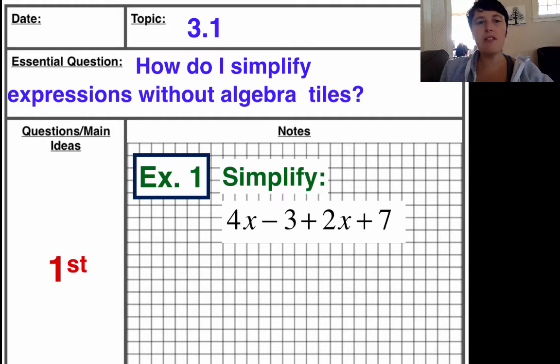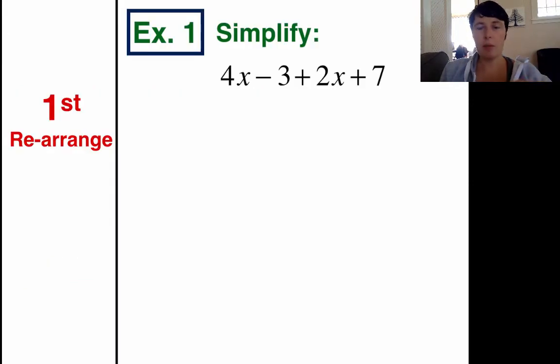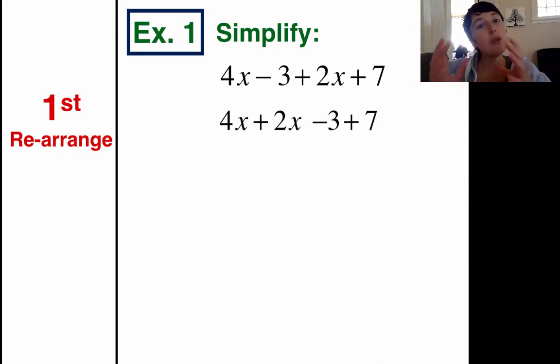Well, here is the first step. The first step is to rearrange it. We need like terms together. So picture the algebra tiles. Picture having 4x minus 3 plus 2x plus 7. Which tiles are the same? Well, we'll make some space here. We know the 4x and the 2x would be the same. So 4x plus 2x can go together. And then the negative 3 plus 7, those would go together because they're the same tiles.